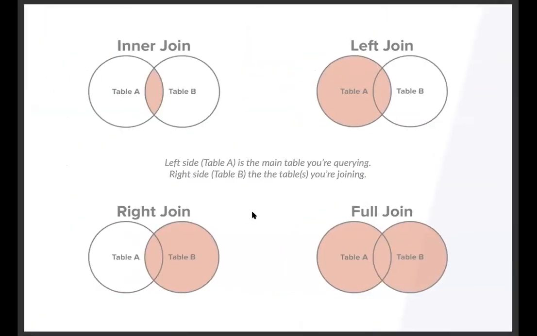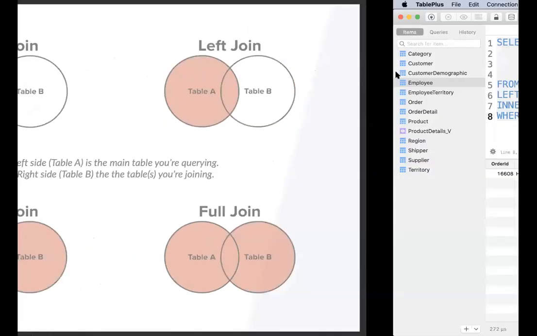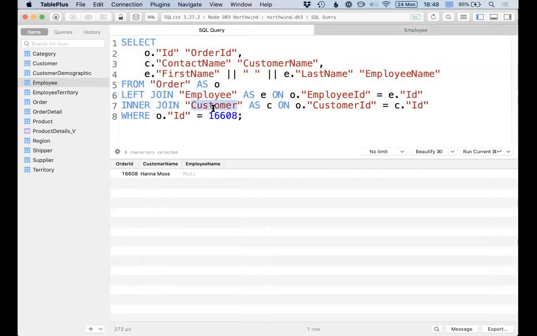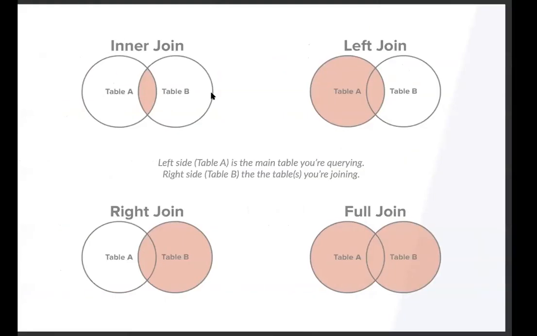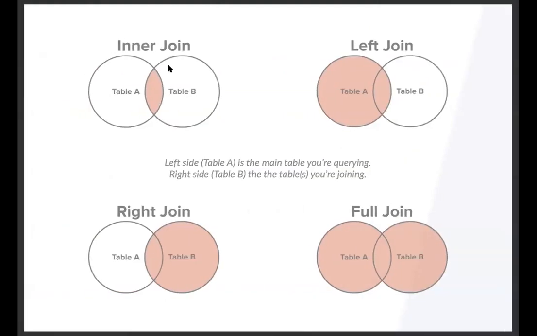Question on Slido. So a left join can be null on the joined table or the main table? So in the case of a left join, only table B can be null, which is the joined table, which is employee and customer in this case. Only those can be null with a left join. With an inner join, neither side can be null.